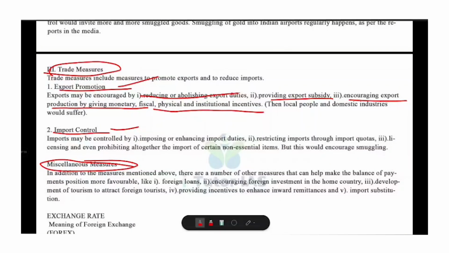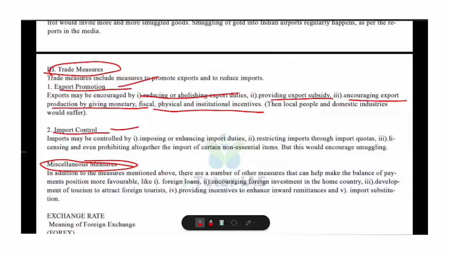That is, monetary incentives means low interest loans for exporters. Fiscal incentive, tax breaks on export earning. Institutional incentives, export processing zones, or logistical support. So there is a trade-off here. Domestic consumers and local industries might face higher prices or shortages because resources are diverted to export.